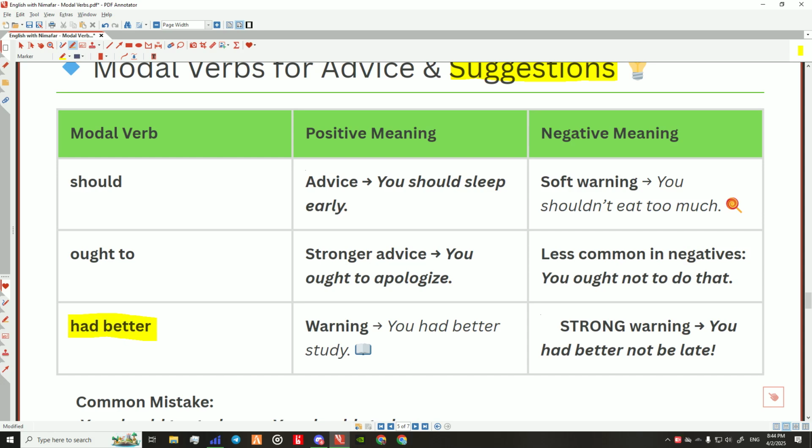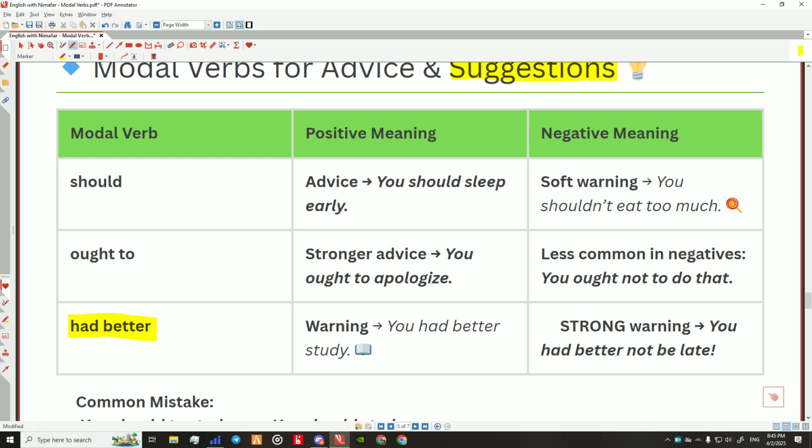Had better is another thing we can say. I have one YouTube video talking about just had better. It only has the present form. Had better is not like the past of have. It's a kind of structure. Had better means right now. You had better study. You had better go. You had better listen.